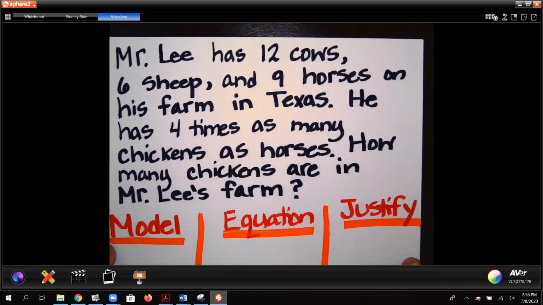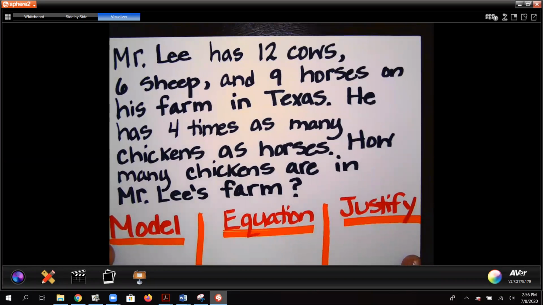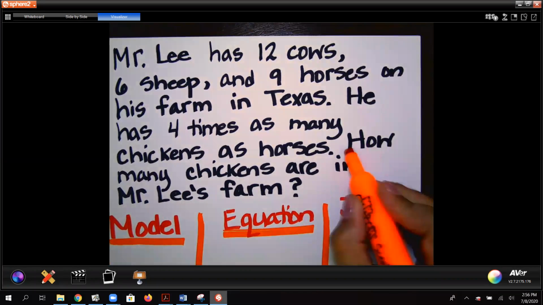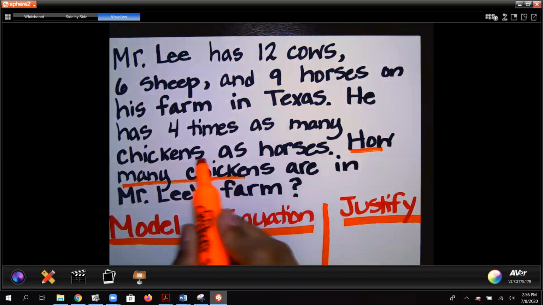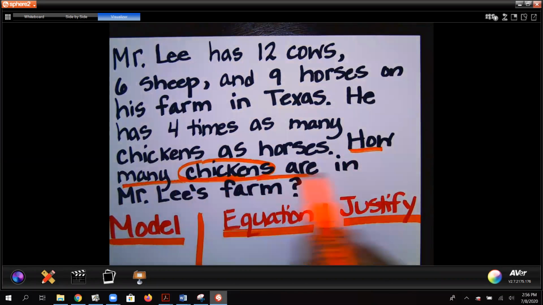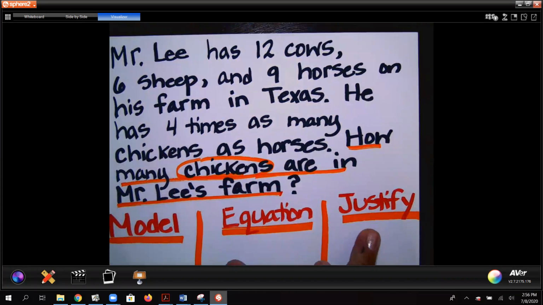It says, Mr. Lee has 12 cows, 6 sheep, and 9 horses on his farm in Texas. He has 4 times as many chickens as horses. How many chickens are on Mr. Lee's farm? So when you're reading a math problem, it's a lot like reading. You have to see who your characters are, what your problem is, and how you're going to find the answer.